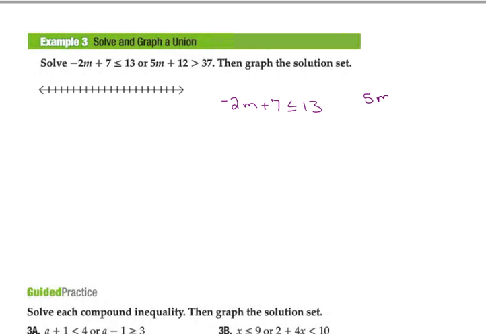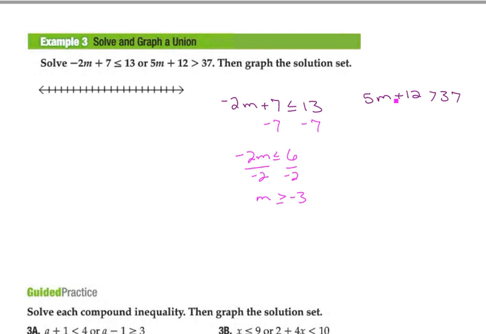We have 5m plus 12 is greater than 37. Now we just go through all of our steps. We're going to add or subtract first. Then we're going to multiply or divide, realizing we have to remember our inequality rules. I just divided by a negative, which means I'm going to say greater than or equal to a negative 3.